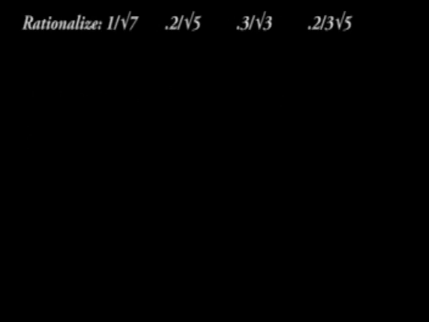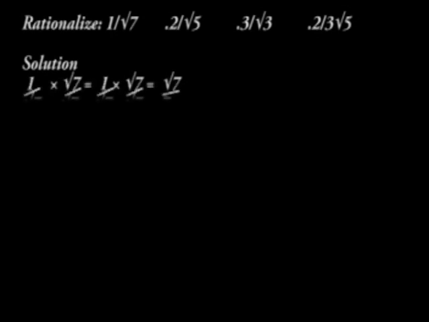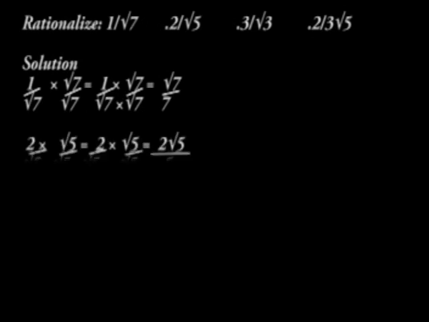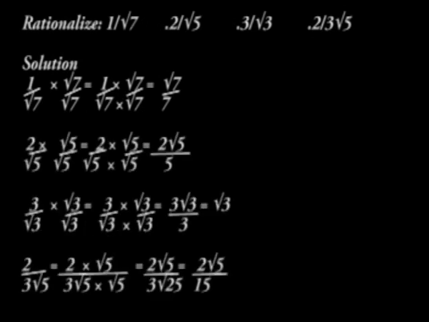For example, rationalize 1 over root 7, 2 over root 5, 3 over root 3, and 2 over 3 root 5. In our solution, 1 over root 7 is multiplied by root 7 over root 7. Multiplying the numerator and denominator separately, we shall have root 7 over 7. Therefore, we have rationalized the denominator. Take a keen look at the other three examples.